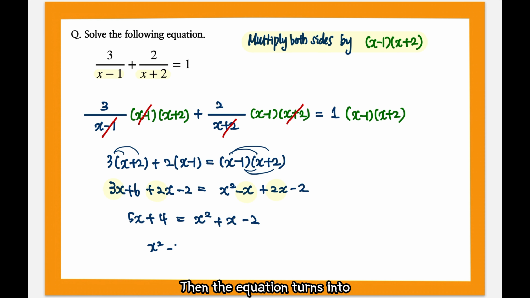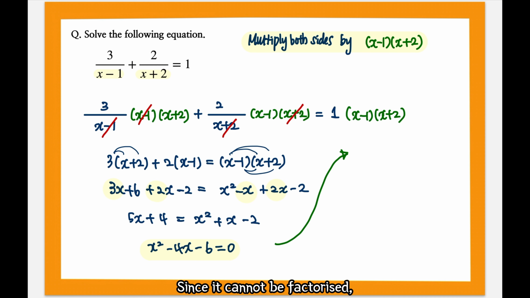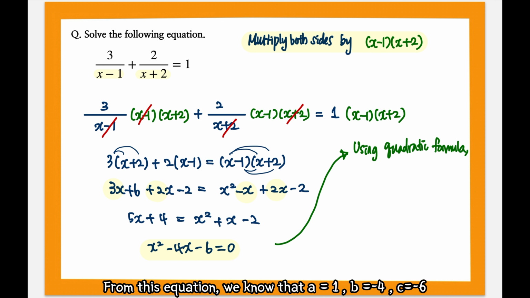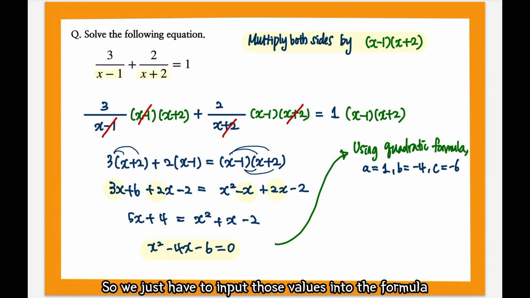Then the equation turns into x squared minus 4x minus 6 equals 0. We simply need to solve for the quadratic equation. Since it cannot be factorized, we have to use the quadratic formula to solve for x. So do you remember how to use the formula? From this equation, we know that a is equal to 1 and b equals minus 4 and c equals minus 6. So we just have to input those values into the formula.